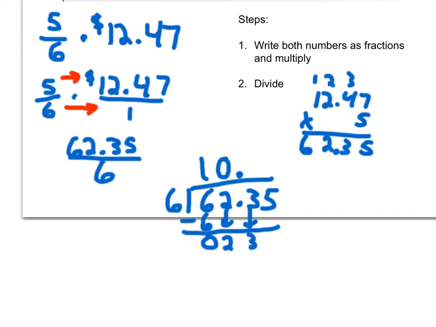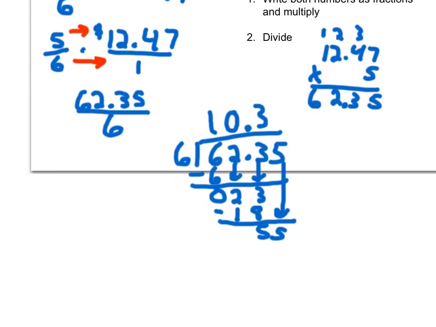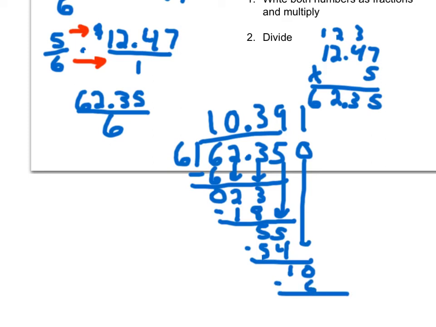So now I ask myself, how many times does 6 go into 23? It goes in 3 times. And that's 18. Subtract and get 5, and bring down my 5. Okay, and 6 goes into 55 9 times. 9 times 6 is 54. And I subtract and I get 1. Need to bring down a 0. And 6 goes into 10 1 time. Multiplying is 6.